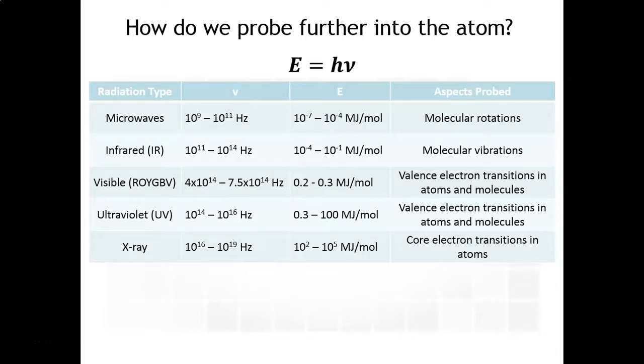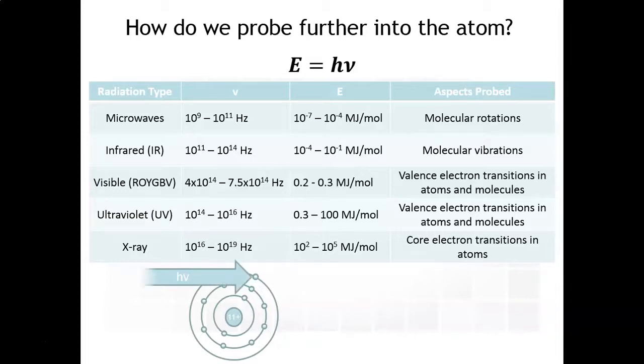If you want to see them vibrate, use infrared. If you want to cause them to move from one shell to the other, you can use ROYGBIV, certain elements. That's enough energy to make them jump from one shell to the other. If you want to have them transition in atoms and molecules, maybe closer to nucleus electrons, use UV. And if you want them to affect the core electrons, which are non-valence electrons. So your valence electrons are your last ring, everything else is a core electron. So if you want to observe your core electrons, use X-ray. Why is this important?